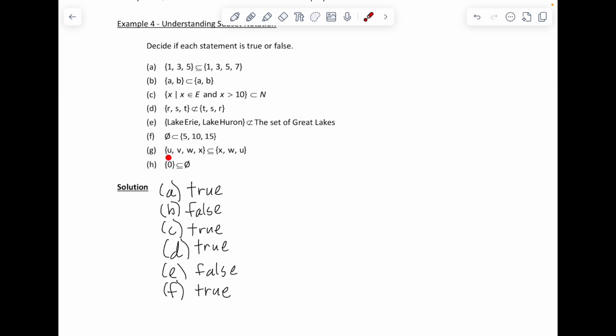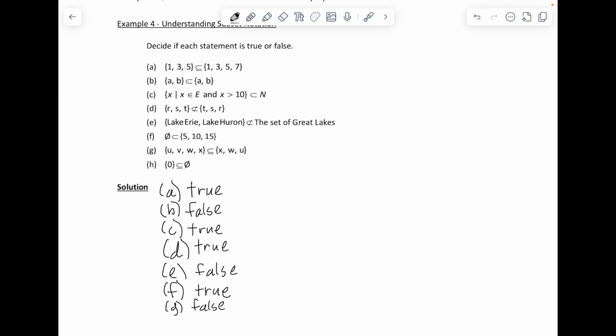G, we have the set UVWX. This is saying subset, right? So we're saying this set is a subset of the set containing X, W, and U. This is false because the element V is an element of this set, but not an element of this set. If we reversed it, that would be a true statement, but the way it's arranged, it's not a true statement. This set is not a subset of this set. So this would be false.